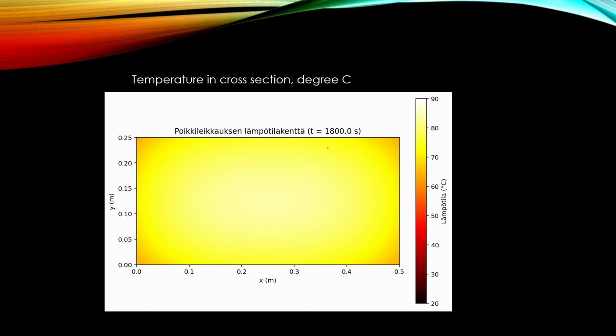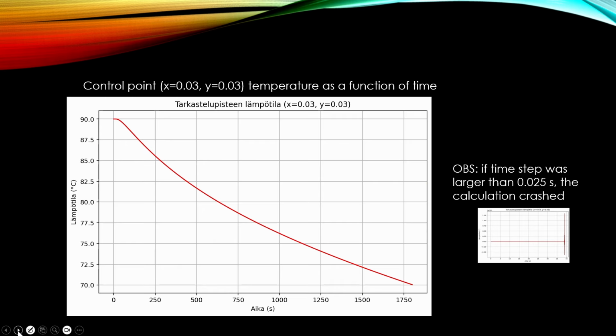Now this simulation has been running half an hour, 1800 seconds, and I set a control point and was following the temperature in that location. It was coming down quite nicely. But it seems that when using this kind of explicit method, the time step needs to be very, very small. Otherwise, this calculation will crash totally.